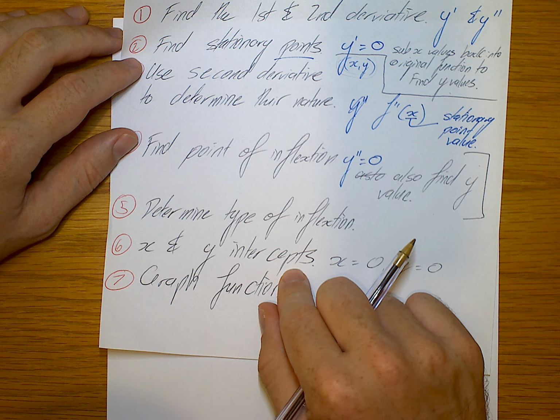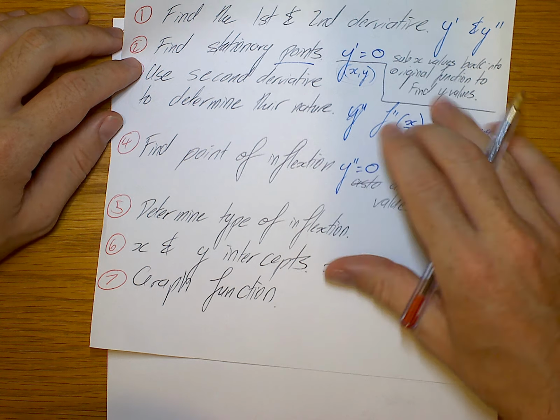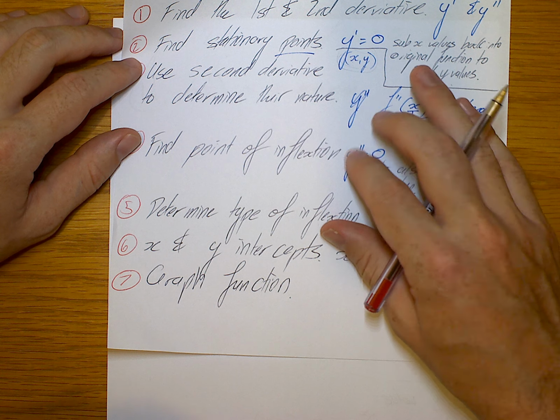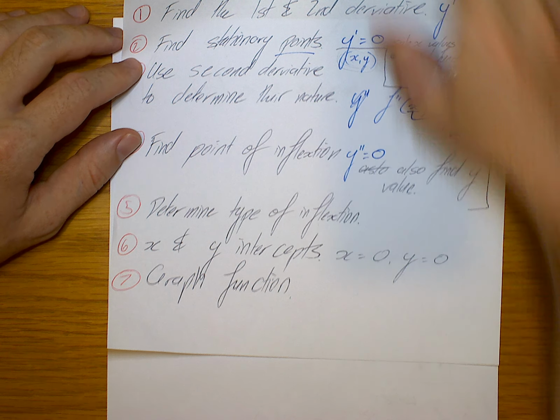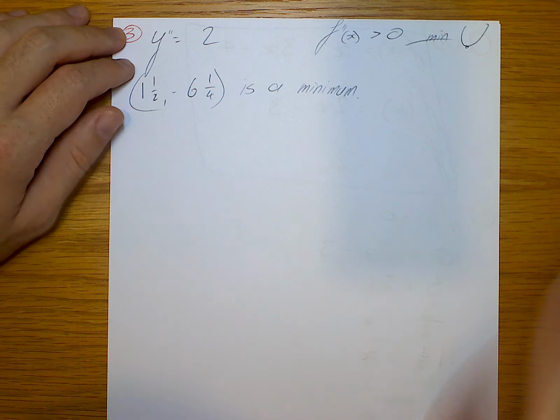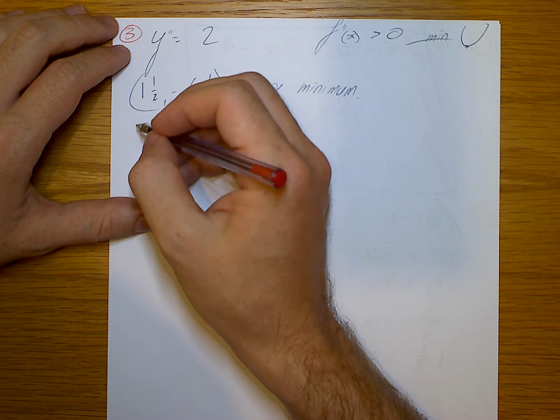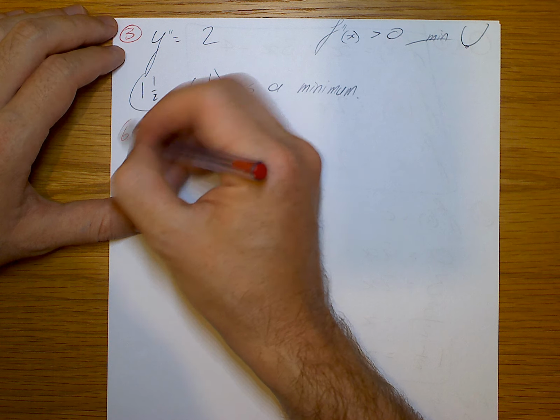X and Y intercepts we can do, and then graph we can. So I'm actually skipping step 4 and 5 for this question because it's a simple question and it doesn't have these components, just to let you know. But we will be doing them later. So I'm going to skip right down to 6.